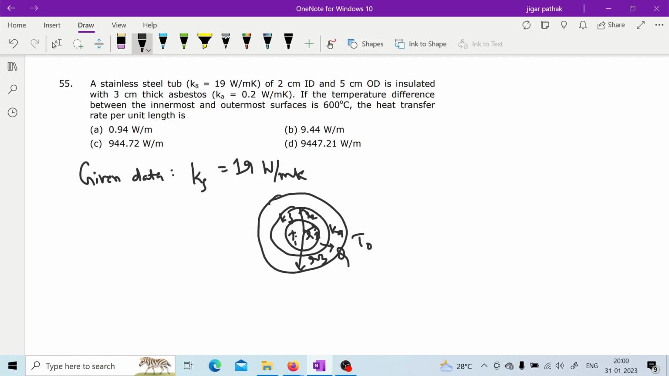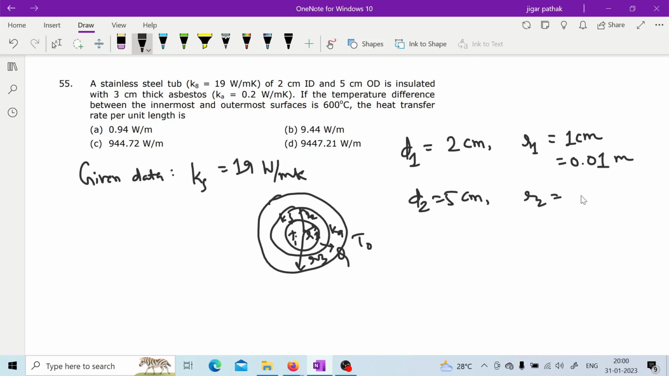Now let us see, this diameter D1 is given as 2 centimeters. So R1 will be 1 centimeter. If you convert it to meter, 0.01 meter. Similarly, D2 is given as 5 centimeter. So R2 is 0.025 meter.